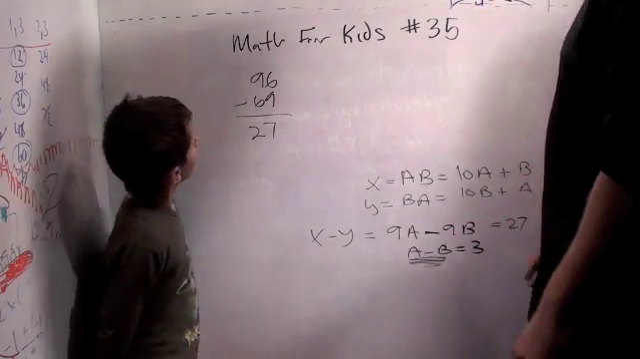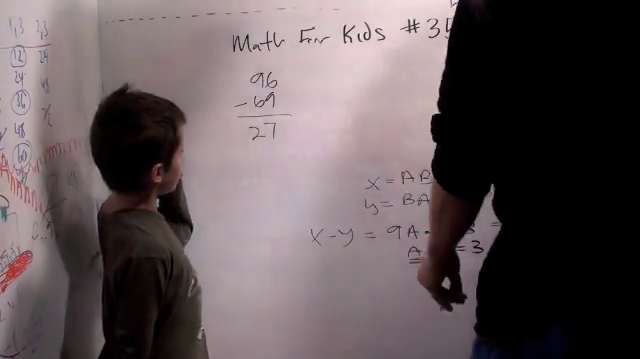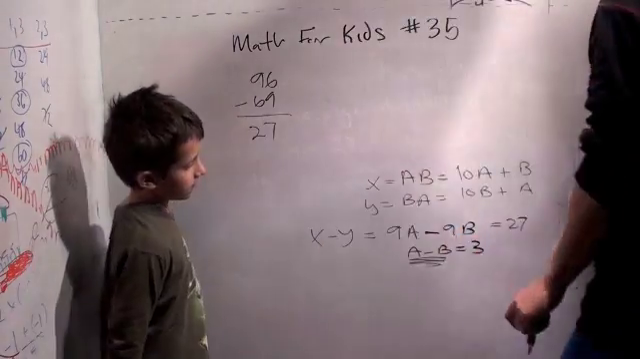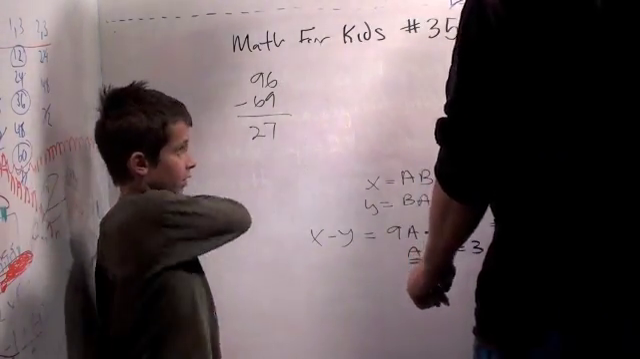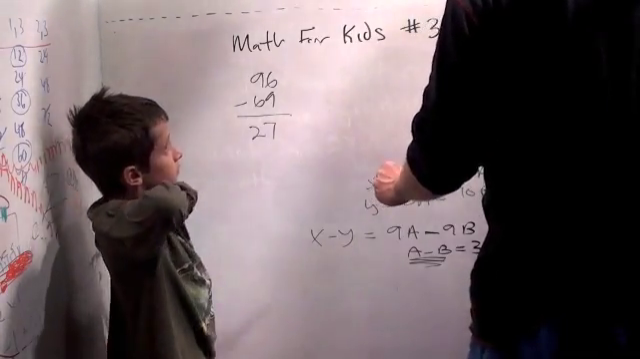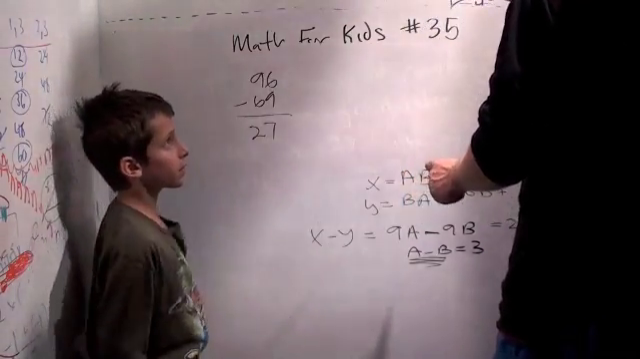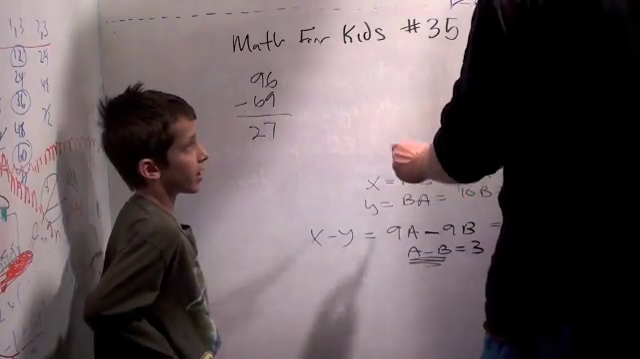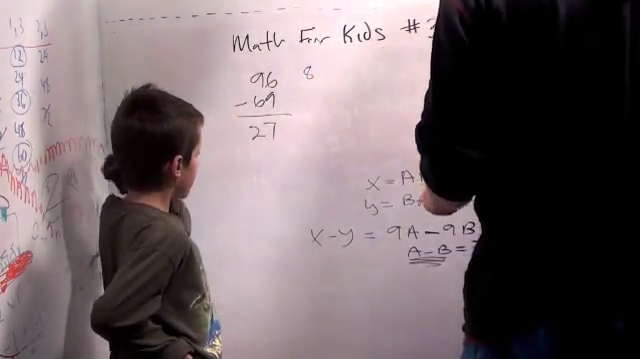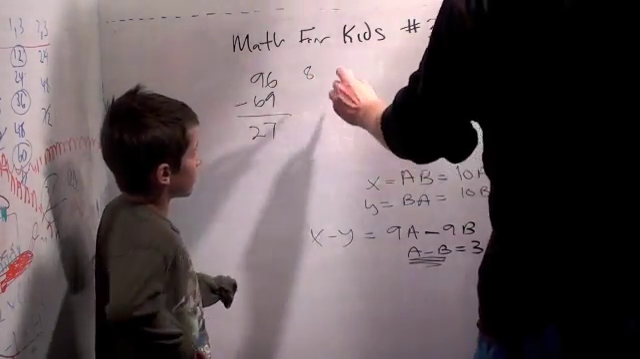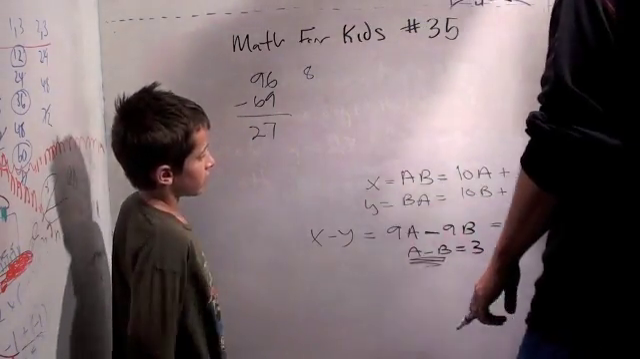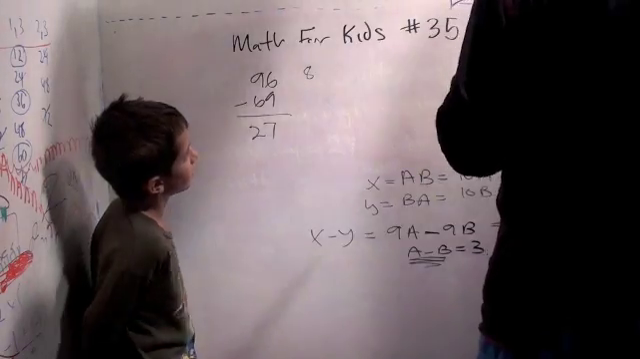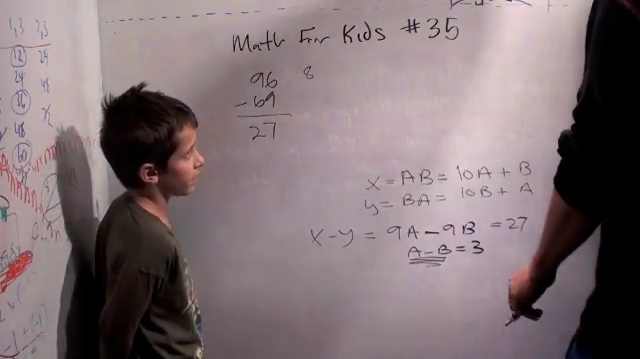What else could we have picked for A? Remember, we have to have A minus B equals 3. So you picked A was 9. Could we have picked A to be something else? How about 8? If A is 8, what's B? Well, 8 minus 5 is 3.